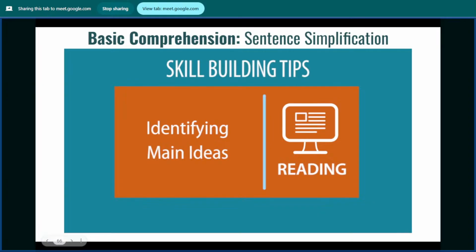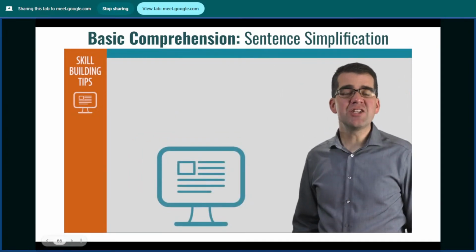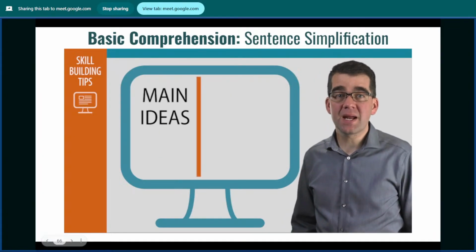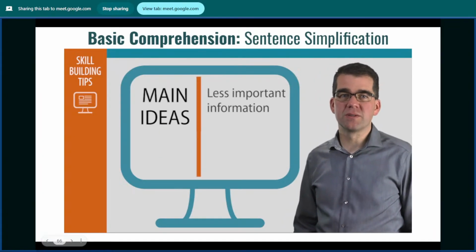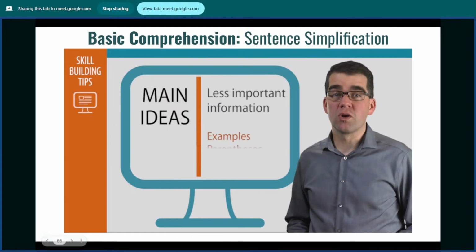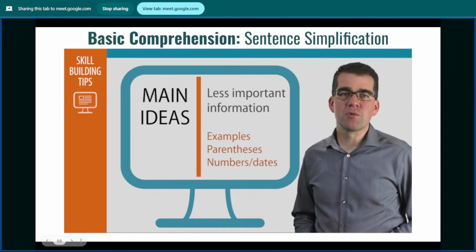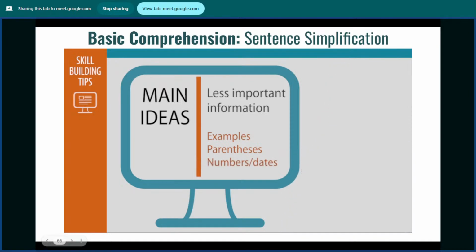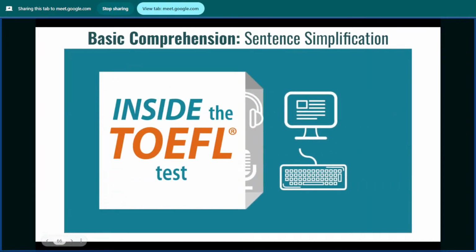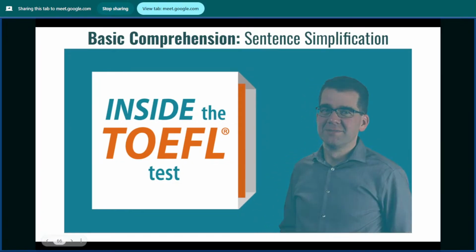One tip to build your reading skills, which will also help you answer sentence simplification questions, is to look at complex sentences or paragraphs and separate the main ideas from less important information. Non-essential information can be things like examples or text in parentheses, or very specific information like numbers or dates. There are lots of ways to improve your English skills. Whatever you do, keep practicing, and good luck on your TOEFL test.